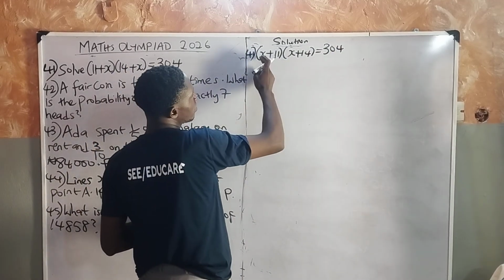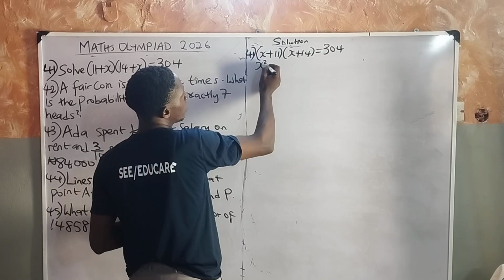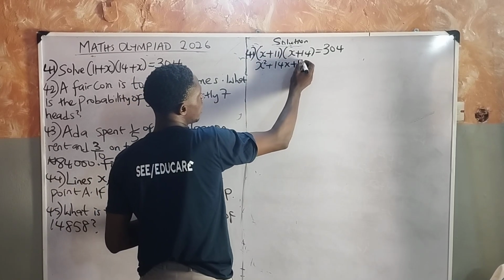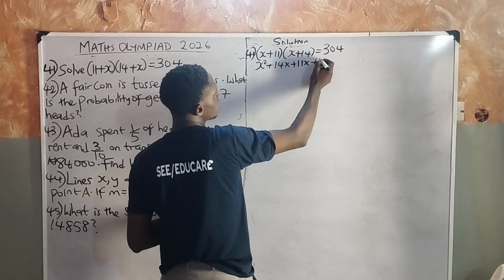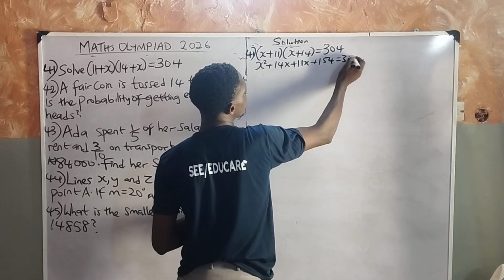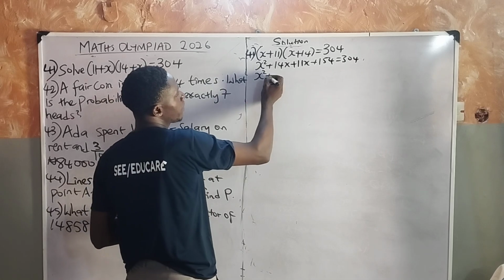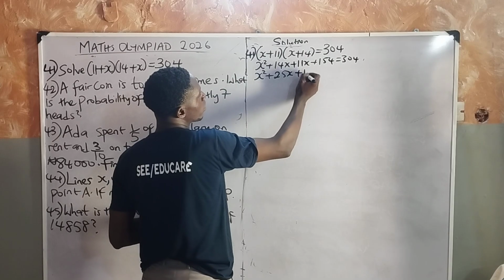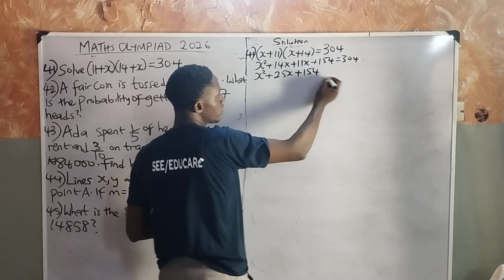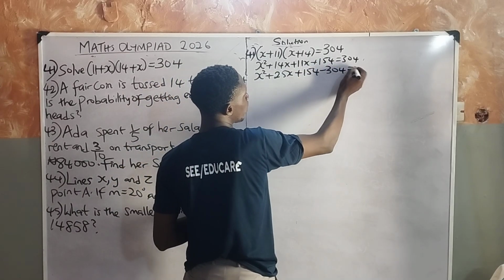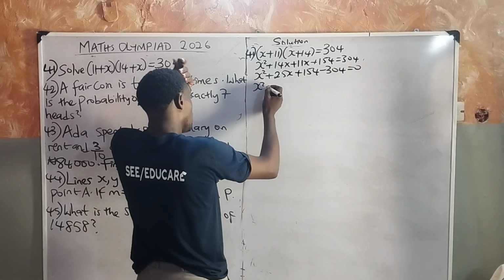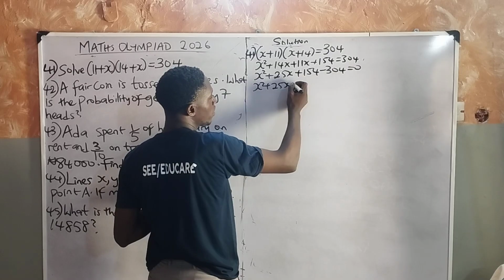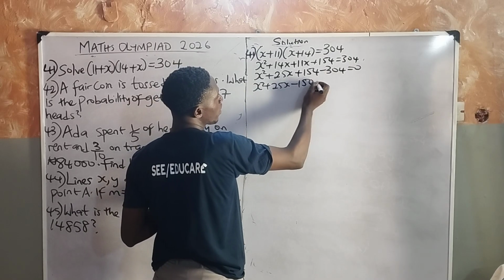So when you expand this, x times x is x squared, x times 14 is 14x, 11 times x is plus 11x, plus 11 times 14 is 154, equal to 304. When you simplify, 14x plus 11x is 25x plus 154. When 304 comes over here, it is minus 304 equal to 0. So x squared plus 25x, 154 minus 304 will give you minus 150, equal to 0.